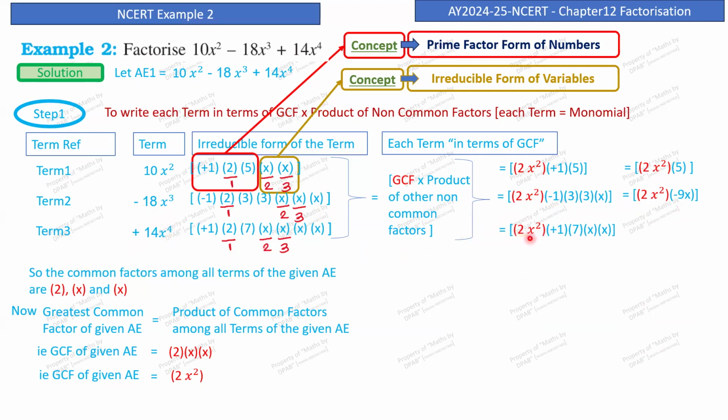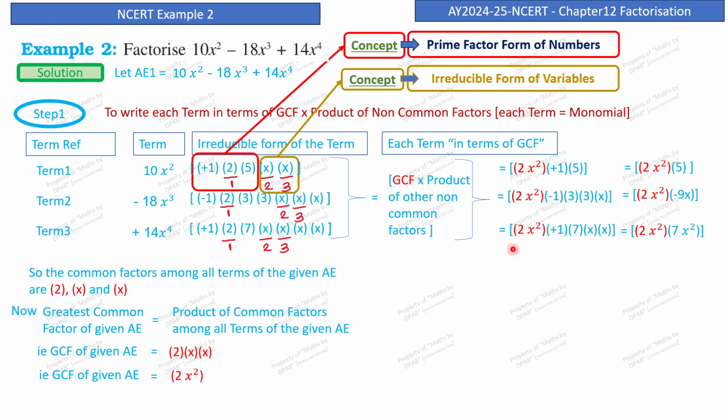So this is the greatest common factor, 2 to the power 2 into x to the power 2, and all the non-common factors are plus 1 into 7 into x into x. That is plus 1 into 7 into x into x. It is equal to 2 to the power 2 into x to the power 2 into 1 into 7 is 7, x into x is x square. So 7x square. So this is a very clear, detailed explanation.